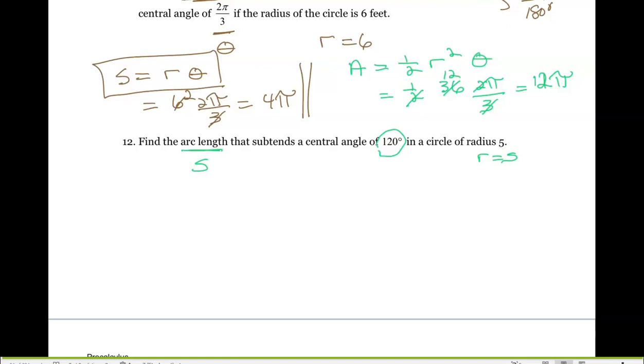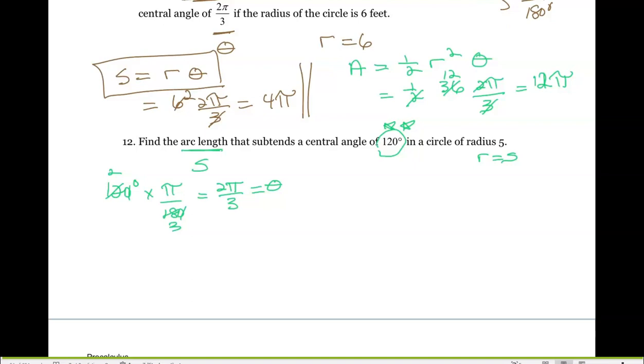Okay, first thing you have to do, this cannot be in degrees. Take your 120 and multiply it by pi over 180. And then reduce it nicely. 6 goes into this 2 times, 6 goes into this 3 times. 2 pi over 3 equals my theta. Now I'm set to go. Well, first they want the arc length. Well, I guess all they want is the arc length, right?